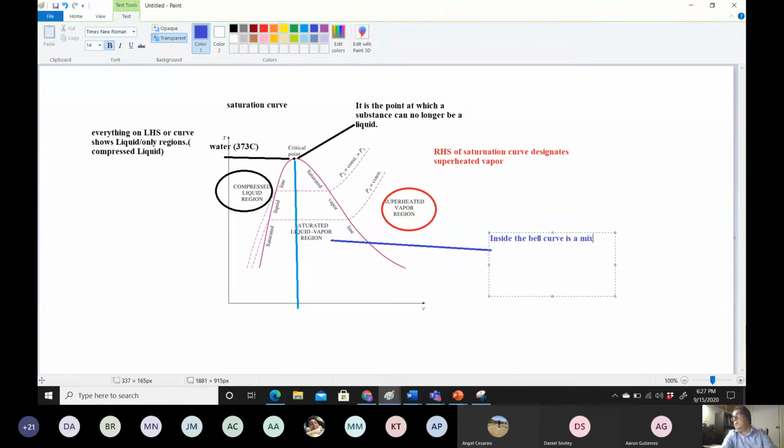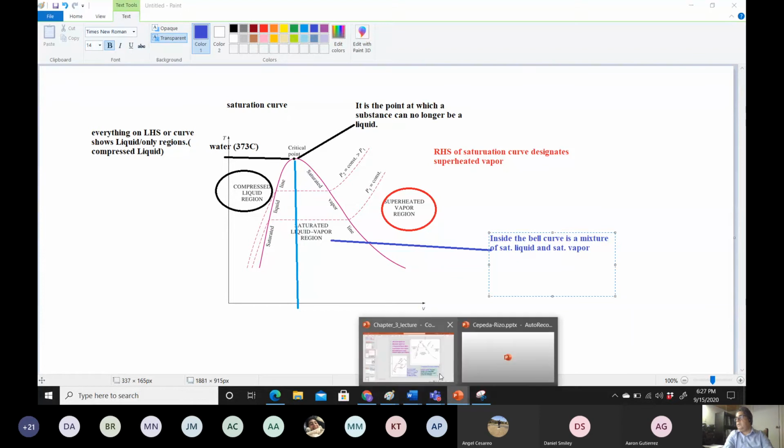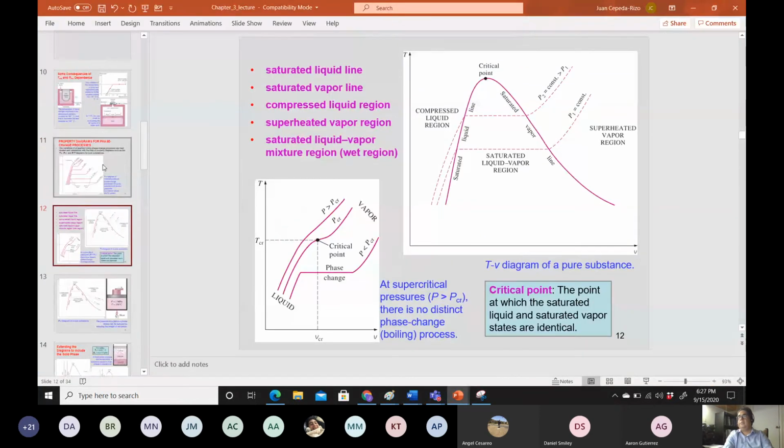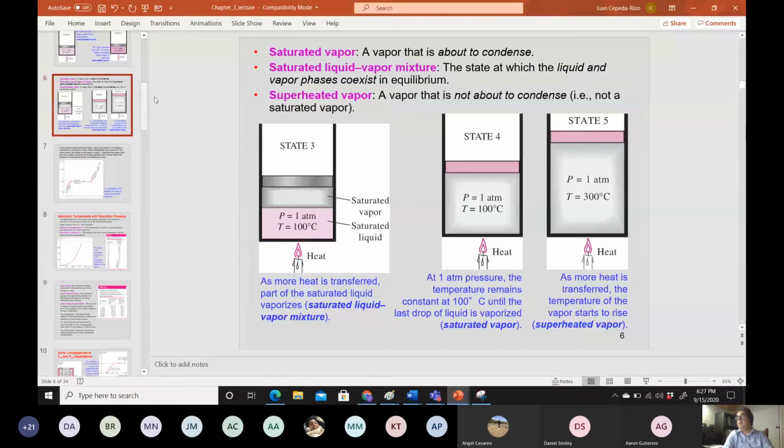Is a mixture of saturated liquid and vapor. Remember this one slide that I showed you here where there was some separation right there? Remember this here? You're in the middle of the curve there. You're underneath the bell curve because there's some mass, some volume that's associated with saturated vapor, and some volume associated with saturated liquid.